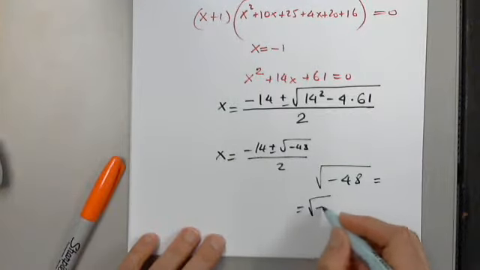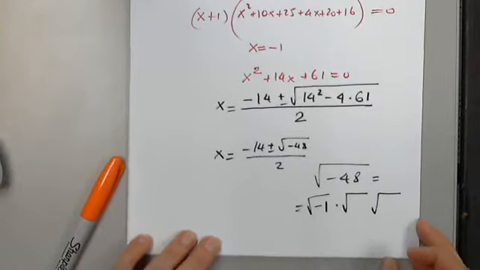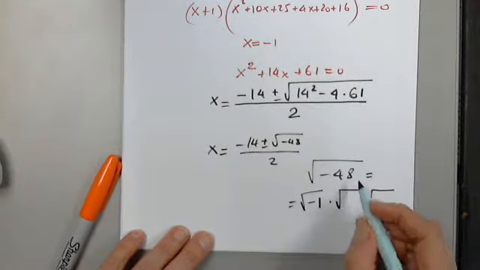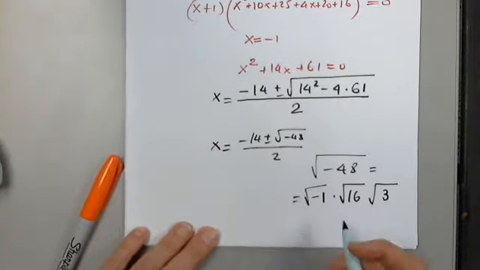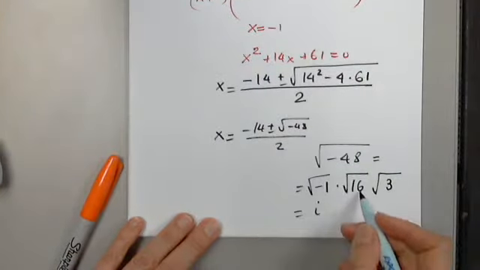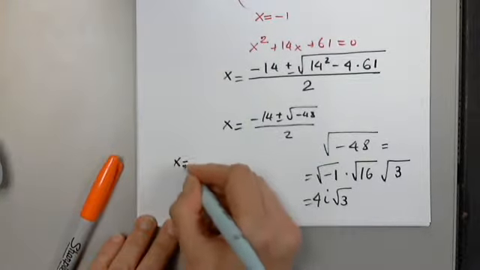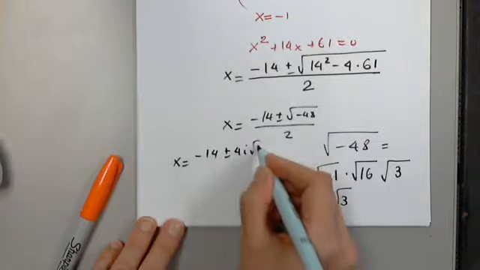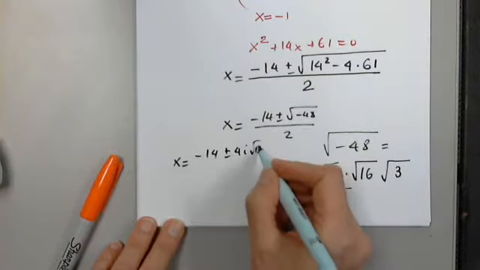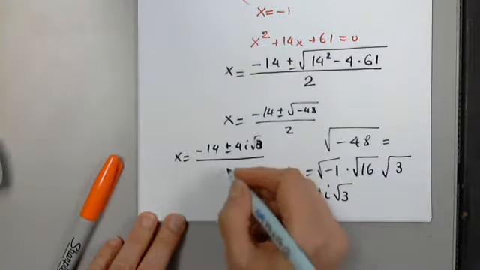It's the square root of negative 1 multiplied by the square root of 48. 48 is 16 times 3. So this will be i, this will be 4. Very good, so 4i in front, the square root of 3. So x equals negative 14 plus or minus 4i the square root of 13, not 13, I'm sorry, square root of 3, over 2. I don't know how I came up with 13.